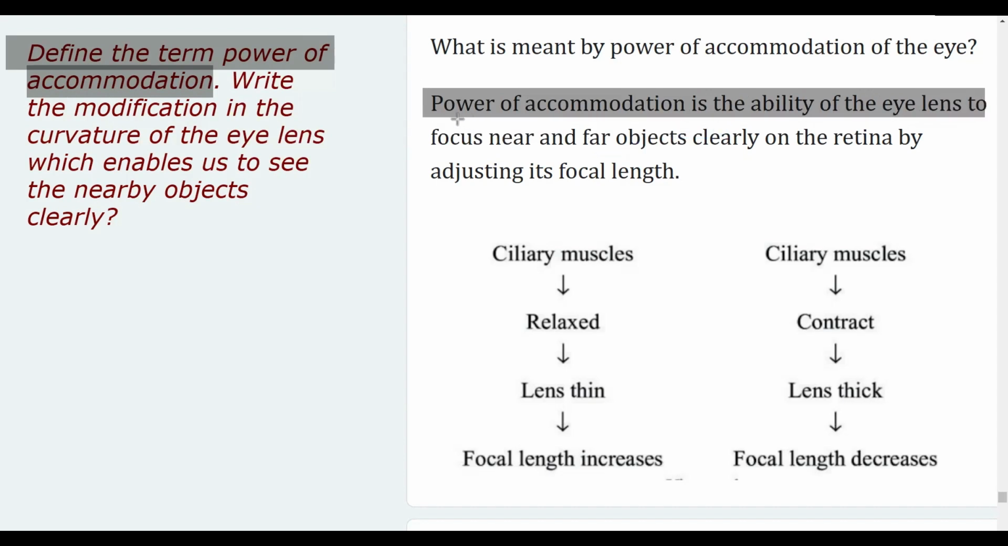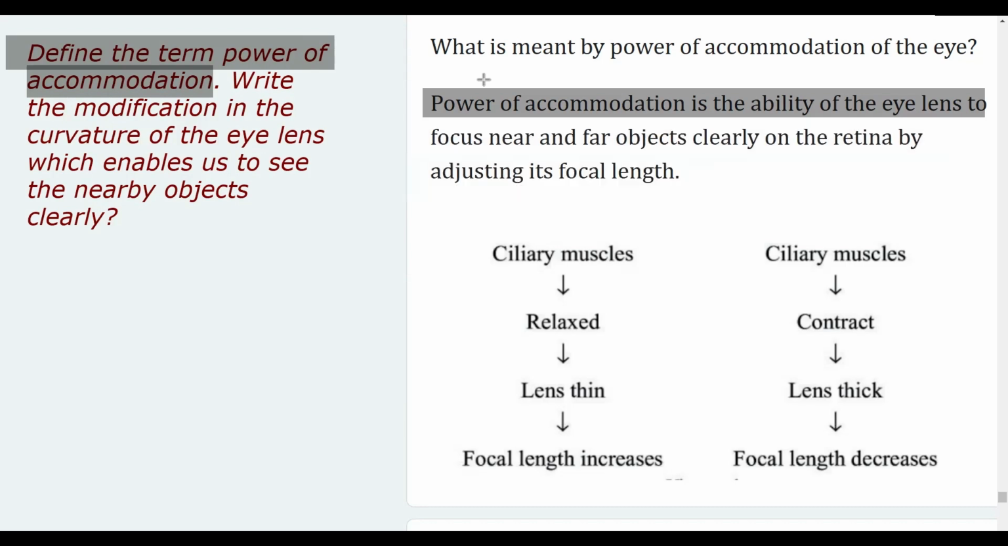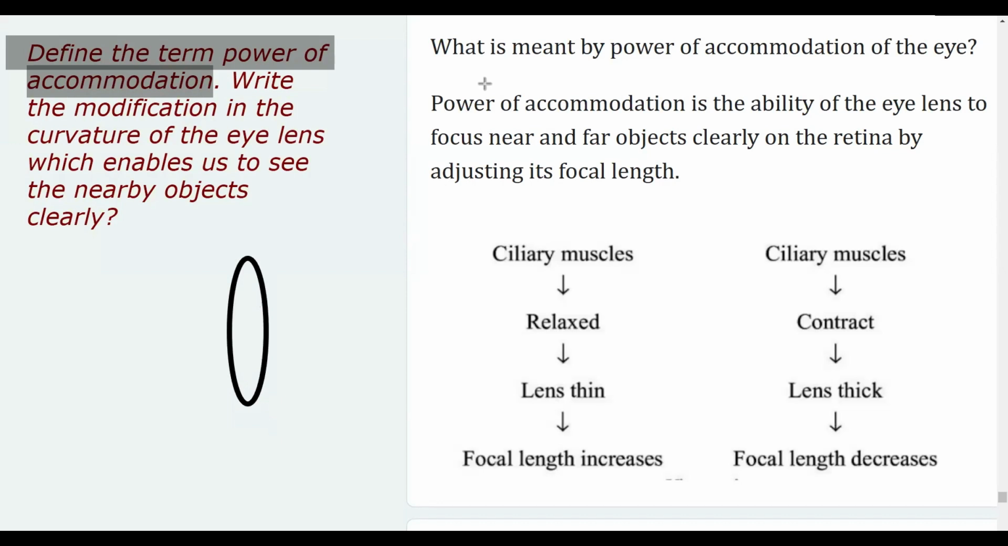That it is the ability of our eye to see nearby as well as far off things clearly by adjusting its focal length. Now, let's understand the mechanism here. Say this is our eye lens. You know this eye lens is held together by a pair of muscles. These are called what? Ciliary muscles, right? Yeah, these muscles are called ciliary muscles.